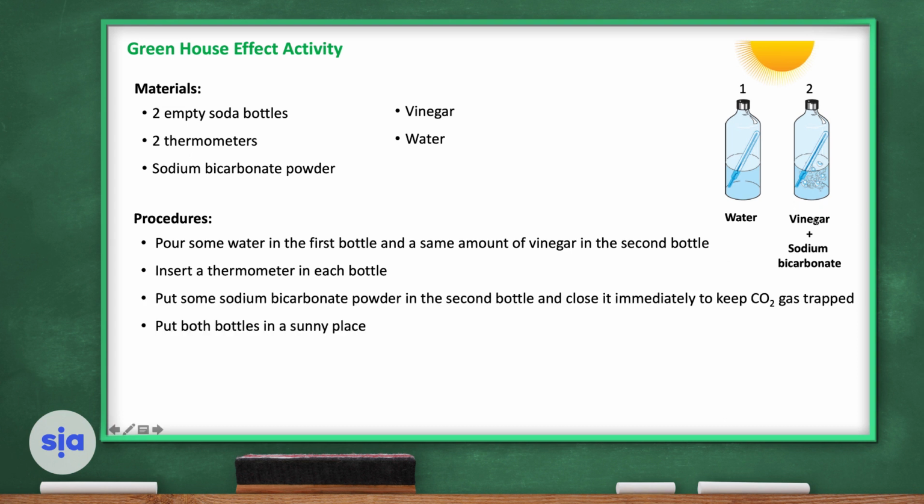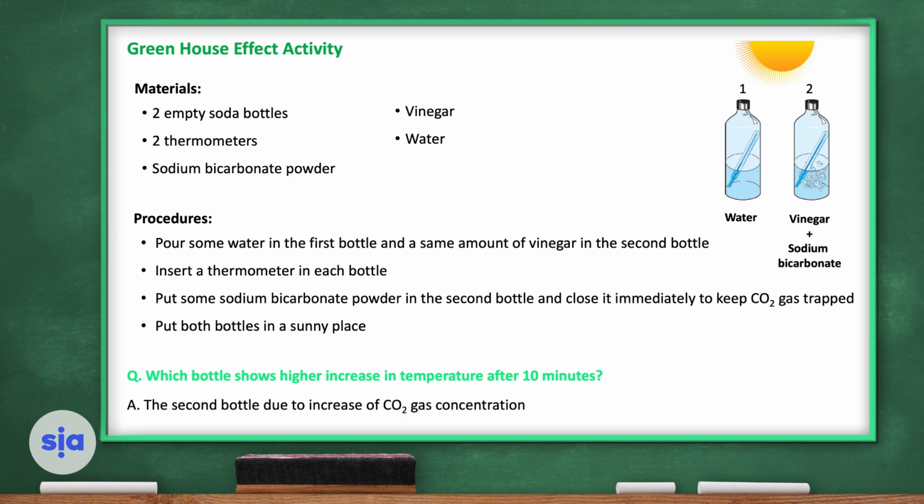After a while, the vinegar will react with sodium bicarbonate in bottle 2 to produce a gas. This gas is carbon dioxide, and this gas will be trapped inside the bottle. If you put both bottles in a sunny place, my question for you is, which bottle shows higher increase in temperature after 10 minutes? Of course, bottle 2, due to increase of carbon dioxide gas concentration.